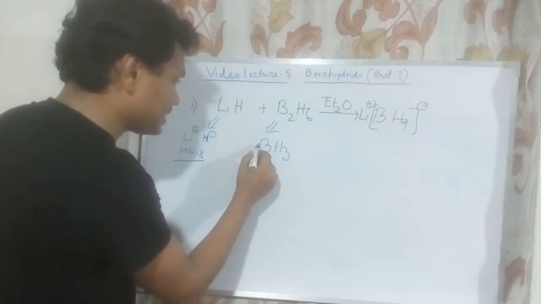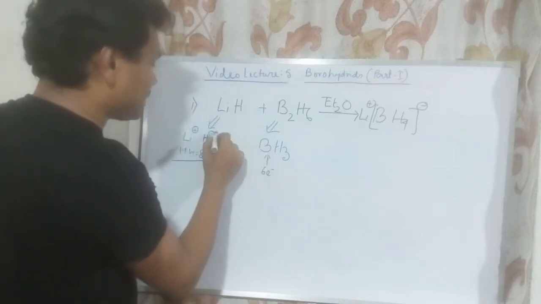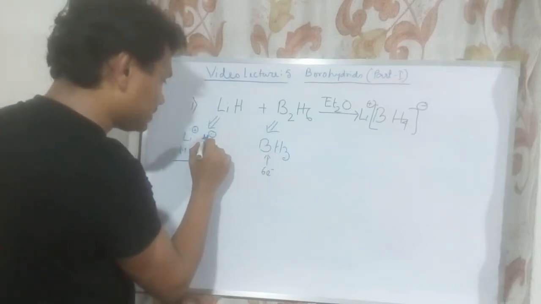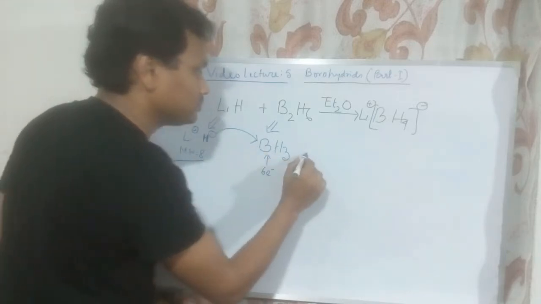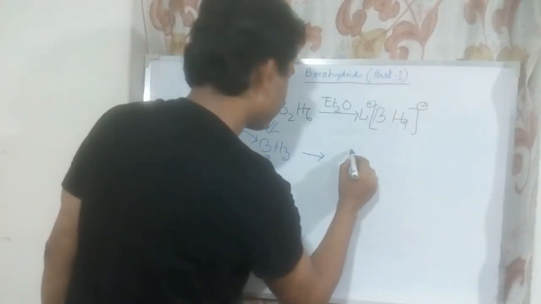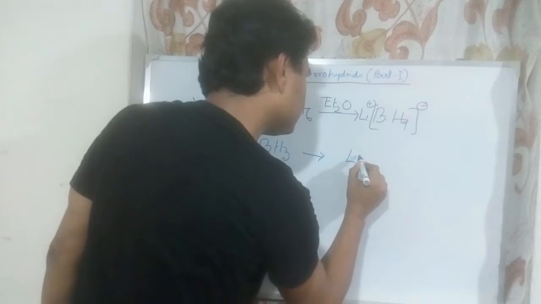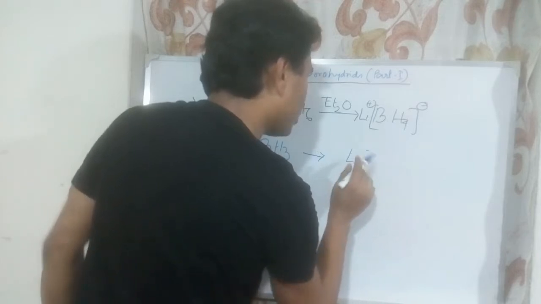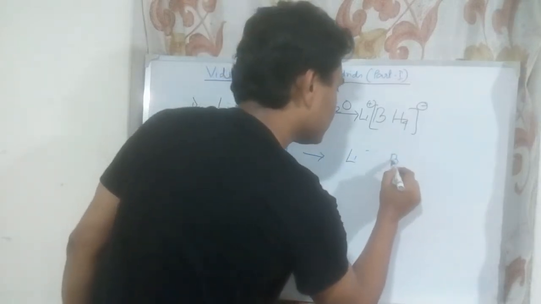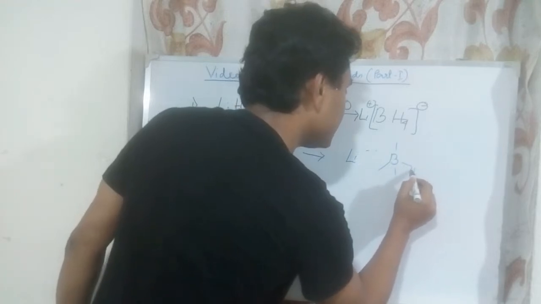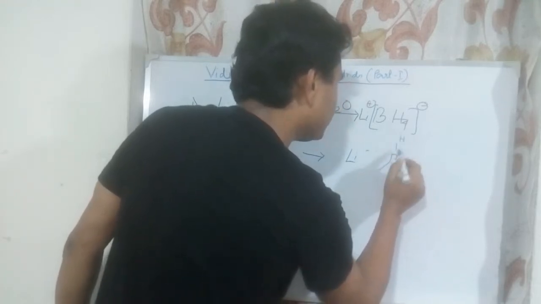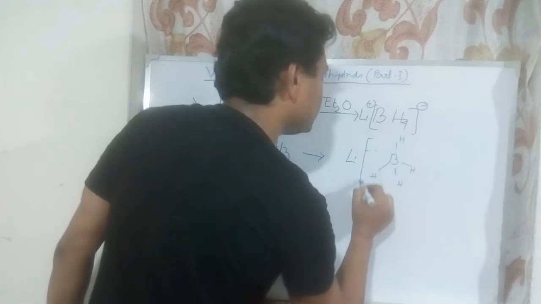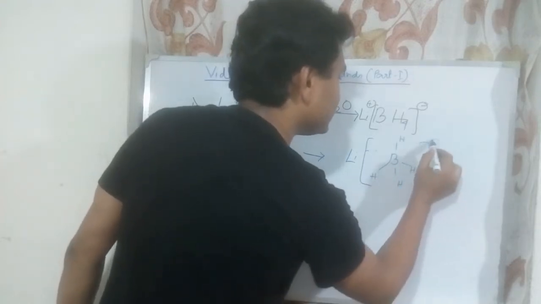So now you can consider that vacant pz orbital. To that orbital this hydride can attack and form this lithium from this BH4, tetrahedral BH4, and it seems the hydride is attached here, so it became minus.